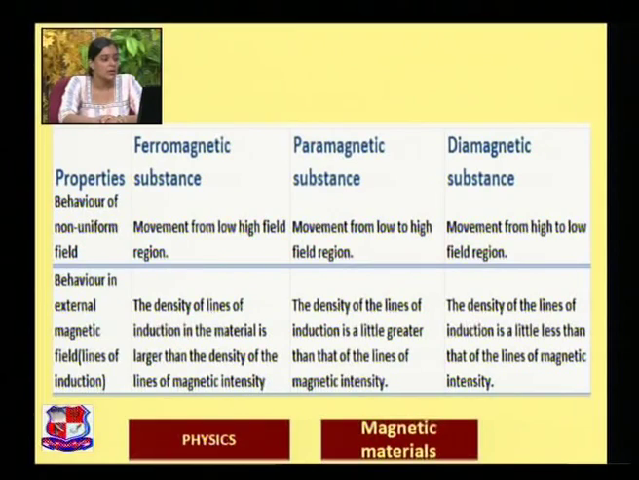The next point is behavior in an external magnetic field with lines of induction. Here the density of lines of induction in the material is larger than the density of the lines of magnetic intensity. This is true for ferromagnetic substances, while in paramagnetic substances, the density of the lines of induction is slightly greater than the lines of magnetic intensity. But in diamagnetic substances, it is quite different. The density of the lines of induction is a little less than the lines of magnetic intensity.